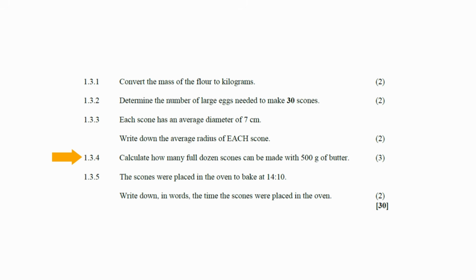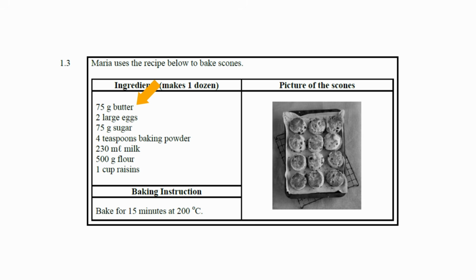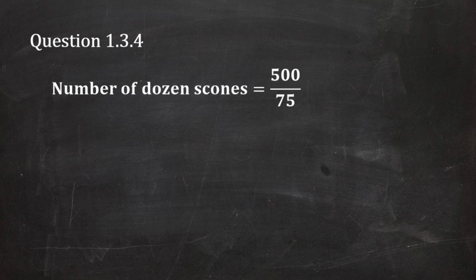In question 1.3.4, you are instructed to calculate how many full dozens of scones can be made with 500 grams of butter. For a dozen scones, you will need 75 grams of butter. So for 500 grams of butter, you will be able to make 500 grams divided by 75 grams, and this equals 6.67 dozen scones. But the question asks you how many full dozen scones can be made. So you have to round this number down to the nearest dozen, so the answer will be 6.